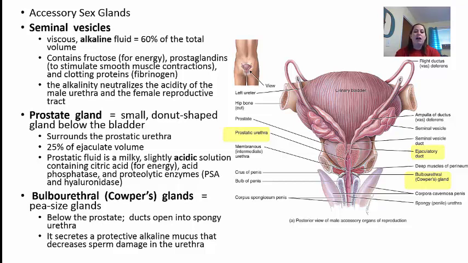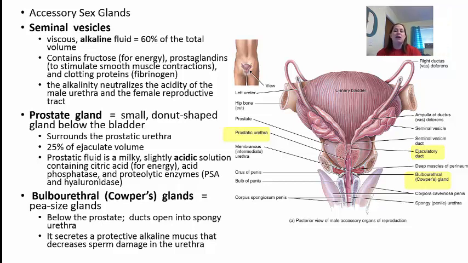It secretes also protective alkaline mucus. Again, this decreases sperm damage in the urethra, and the reason that it's released here is because when that sperm gets ejaculated, it's going to happen very quickly. So it's going to move very fast through the urethra, and so this is a mucus type structure to help it pass quickly to decrease friction so that we don't see damage of the sperm cells in the process.